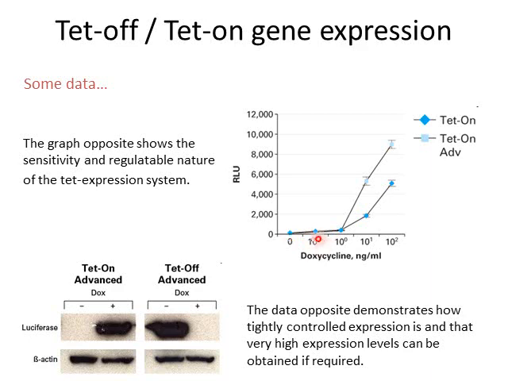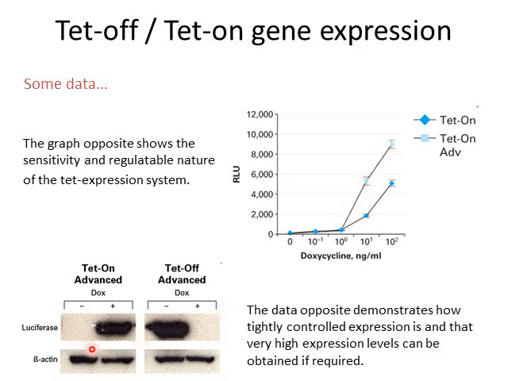0.1 nanograms per mil, very little. 1 nanogram per mil, a little bit of expression, still pretty much nothing. 10 nanograms per mil doxycycline, suddenly we're getting quite a lot of luciferase expression. 100 nanograms per mil, even more gene expression of luciferase. So you've got this inducible, regulatable aspect to gene expression.